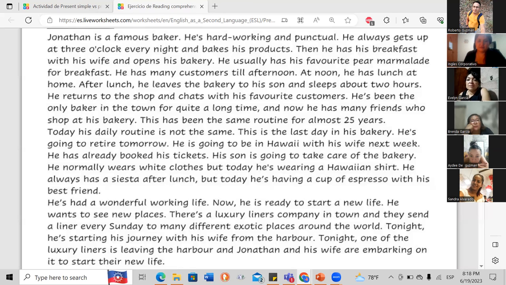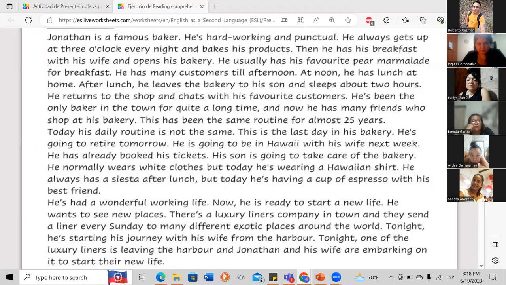At noon, he has lunch at home. After lunch, he leaves the bakery to his son and sleeps about 2 hours. He returns to the shop and chats with his favorite customers. He's been the only baker in the town for quite a long time. And now he has many friends who shop at this bakery. This has been the same routine for almost 25 years.